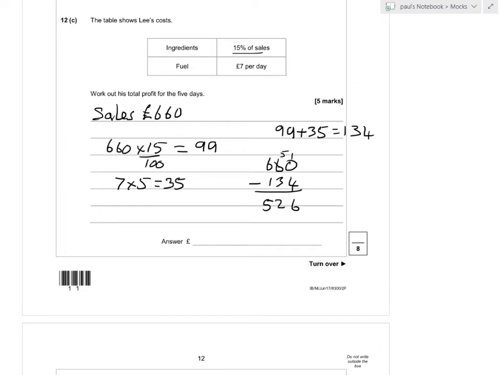Let's just double check. 526. Yeah, that's fine. Well, we've got thousands of different ways of doing this. Right, 526.